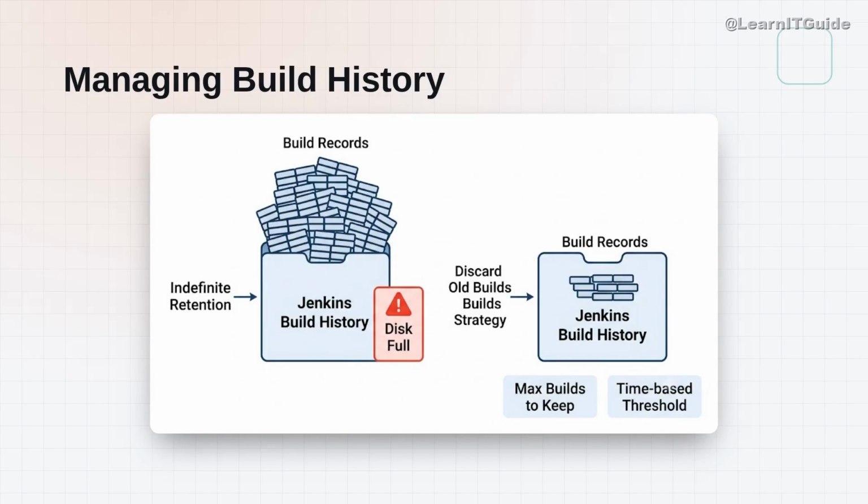The most common root cause is build history bloat. By default, Jenkins keeps every single build record indefinitely. If you have a job that runs every 5 minutes, you are storing thousands of records that you likely never look at. To fix this, you must enable the discard old build strategy in every job configuration. This allows you to set a maximum number of builds to keep or a time-based threshold, like keeping builds for only 30 days. This is the single most effective way to prevent disk exhaustion in the long run.